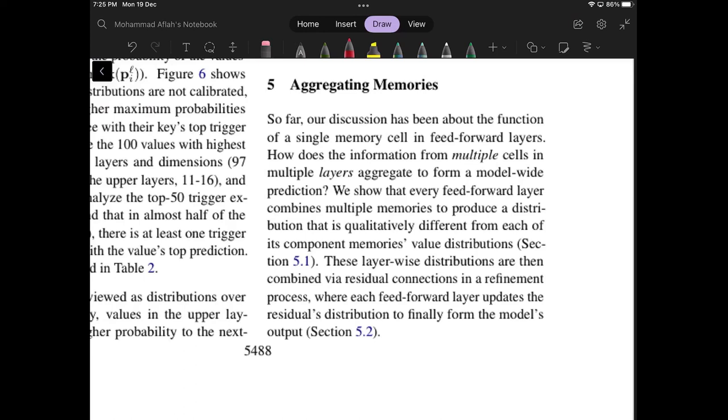All right. So they show that every feed-forward layer combines multiple memories to produce a distribution that is qualitatively different from each of its component memory distributions. These layer-wise distributions are then combined by residual connections because they're like highways, right? And they can uninterruptedly flow, and this forms our model's output.